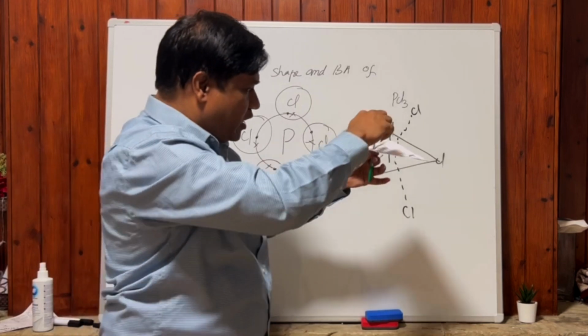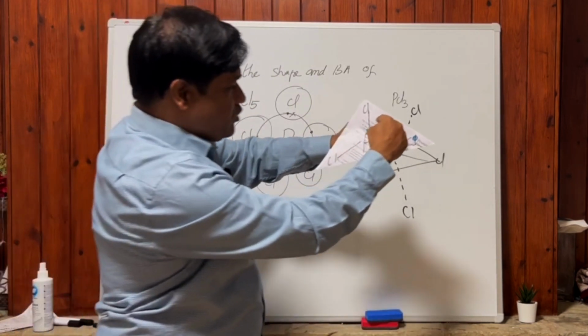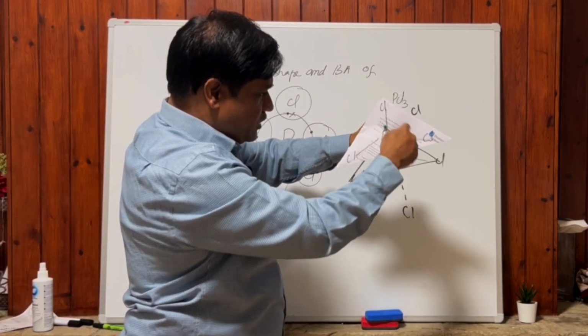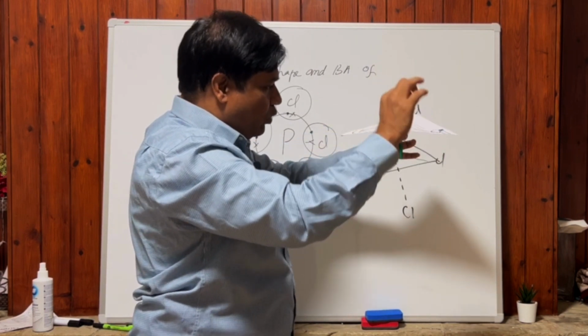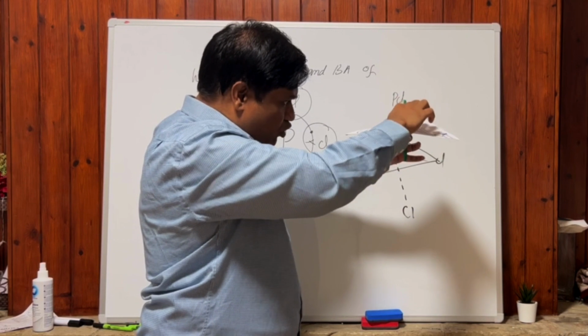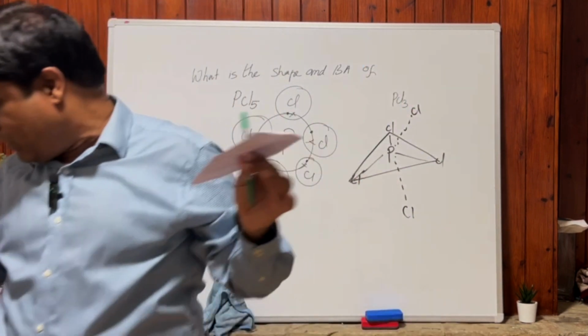Look at that. The bond angle, we know that bond angle. This bond angle is 120 degrees, and that's the 90-degree bond angle. What's the 90-degree bond angle? That's a perpendicular. So what's the bond angle? 90 degrees. So we have two bond angles.